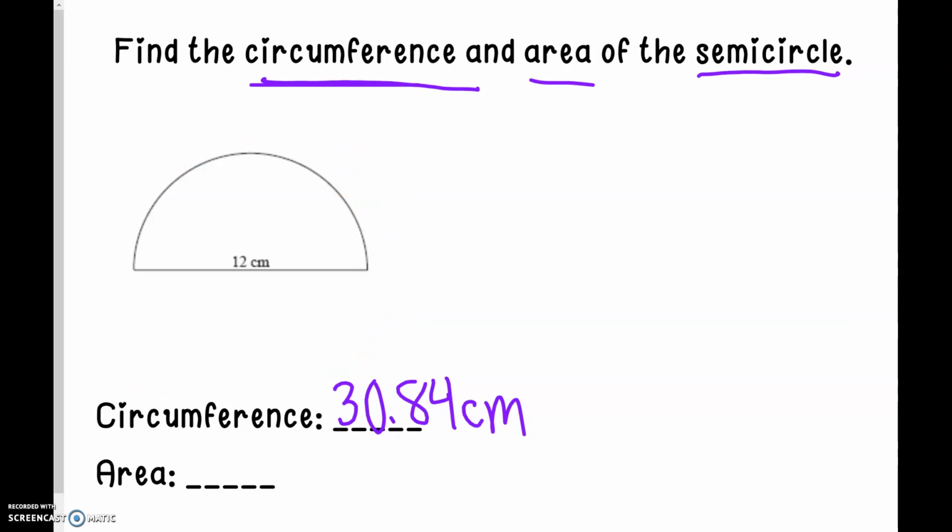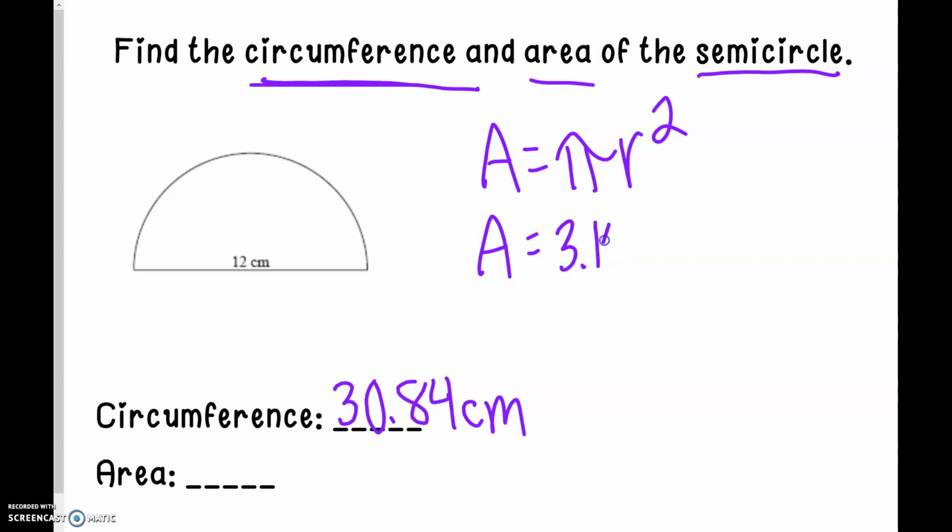There we go. All right, let's go ahead and do area. This one's actually not even going to be quite as difficult, because all we need to do is find our area like we normally would, and then just divide it by 2, okay? So we want the radius for this one, so we need to take 12 divided by 2, so we get 6. So we want 3.14 times 6 squared, okay?